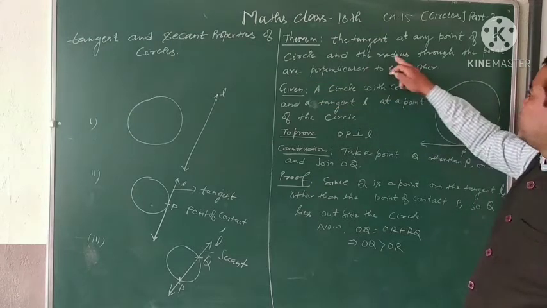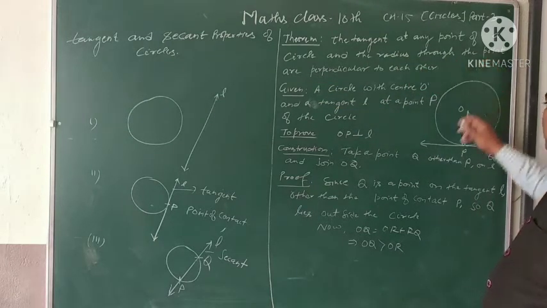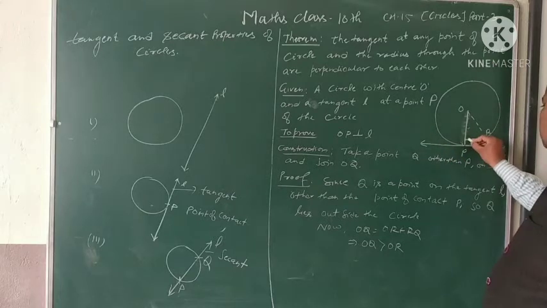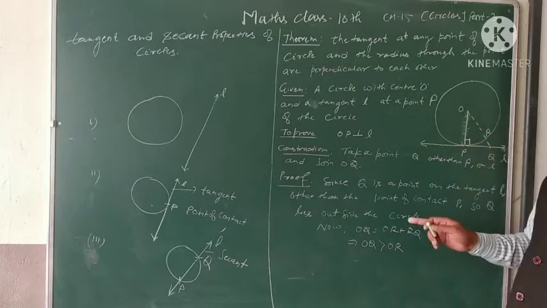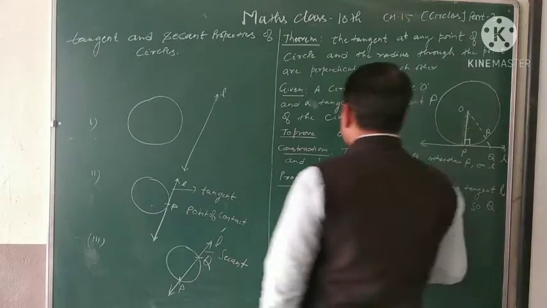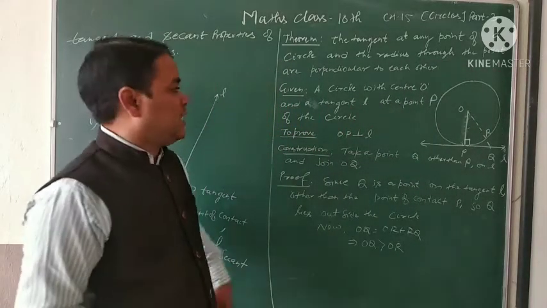and the line are perpendicular to each other. We have to prove that this line and this line are perpendicular. So we write the given portion.